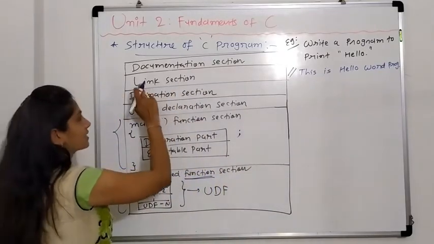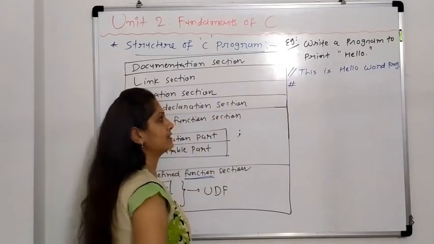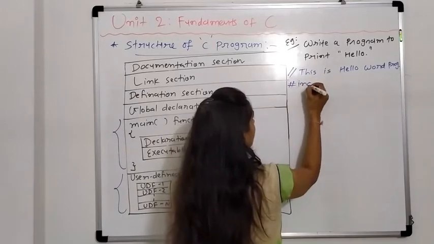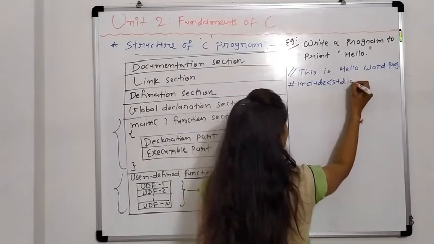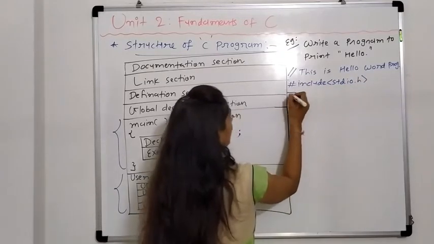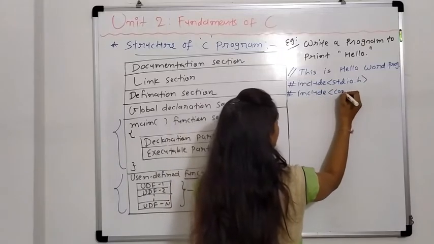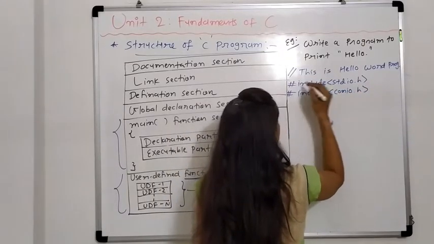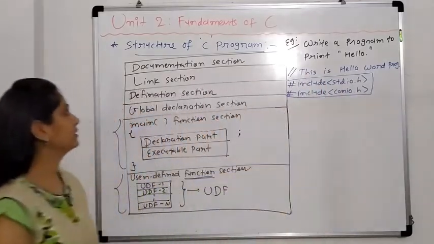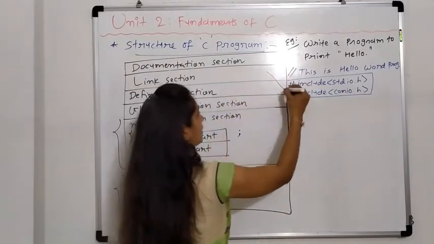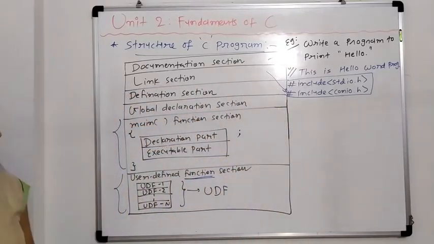Second is the link section, that is compulsory. Start with hash sign, no space. Directly write include, then stdio.h. Second is hash include conio.h. These two lines are our link section. And this is our first section, that is documentation.